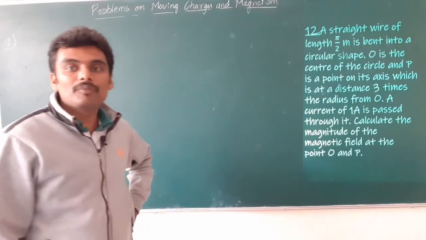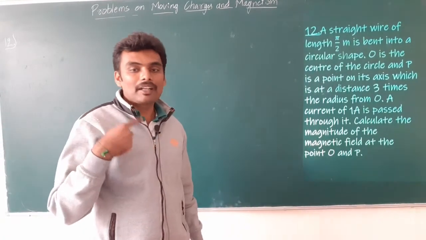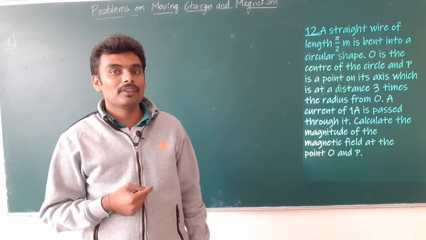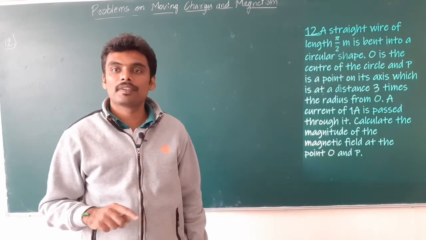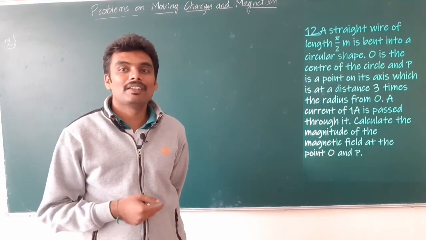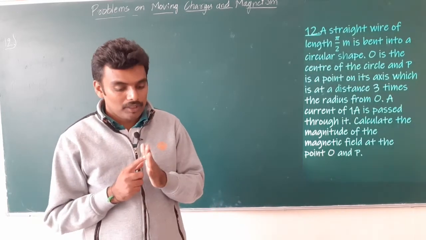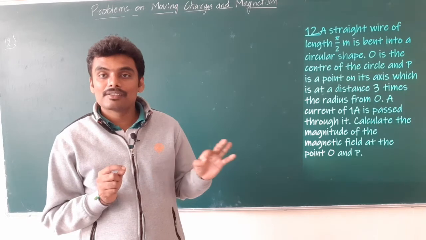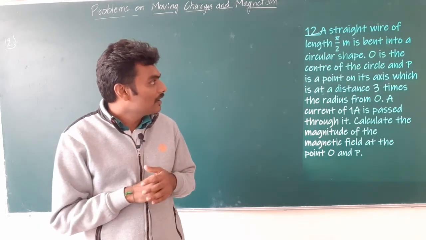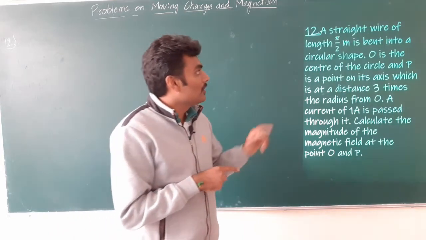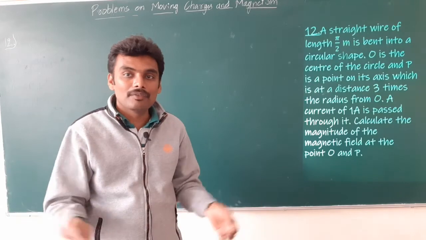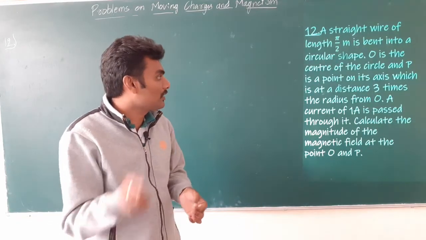So this is a question based on a magnetic field due to a current carrying coil, isn't it? We need magnetic field at 2 points. One is at the point which is at the center of the coil, which is very easy for us, and the other point is at a distance of 3 times the radius. How much is the radius? Radius is actually not given. Basically, it's a straight wire of length pi by 2 meter, which is then bent to form a circular shape.